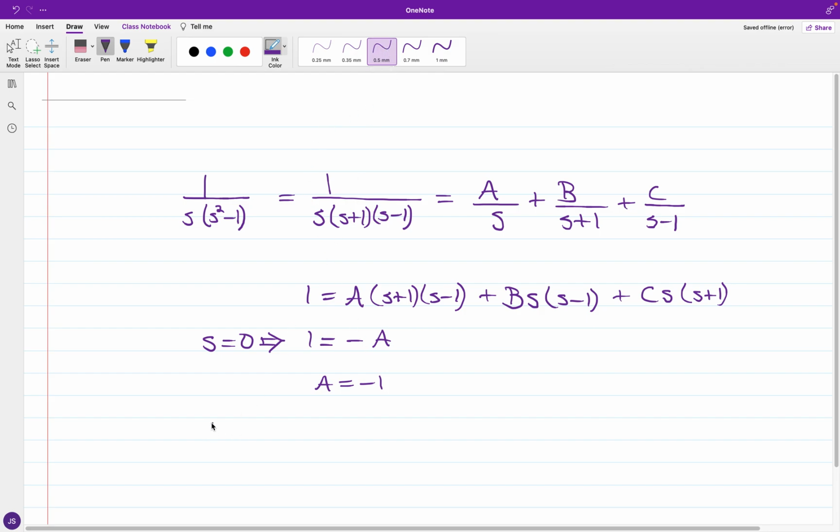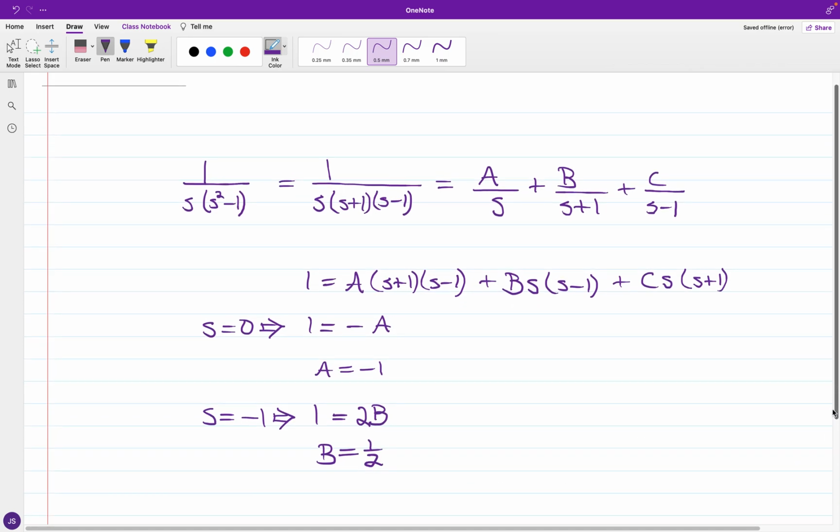If I apply the next 0, setting s plus 1 to 0, we have s equal to negative 1. So 1 is equal to, and anything with s plus 1 goes out, so this applies to a and c. For b, we have negative 1, and negative 1 minus 1 is negative 2, so we're going to have negative 1 times negative 2 which gives 2b. From this, 1 is equal to 2b, so b is equal to 1/2.